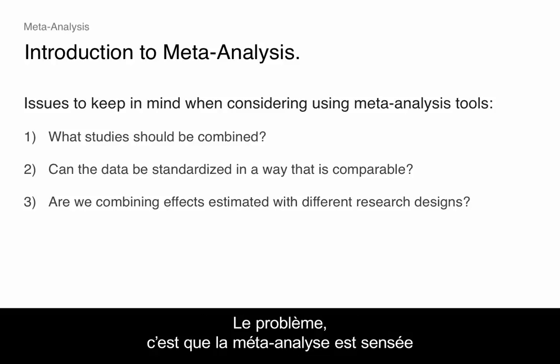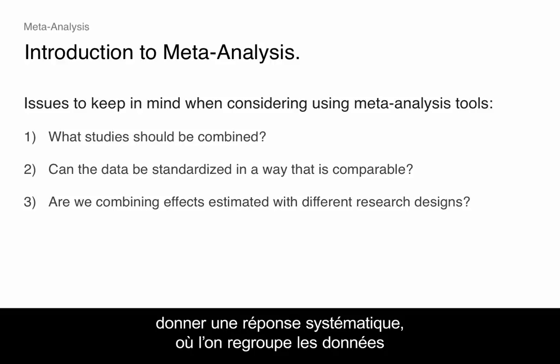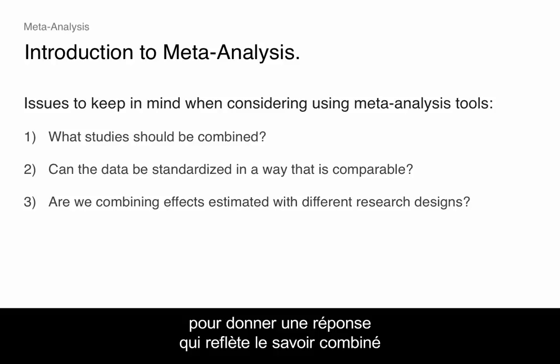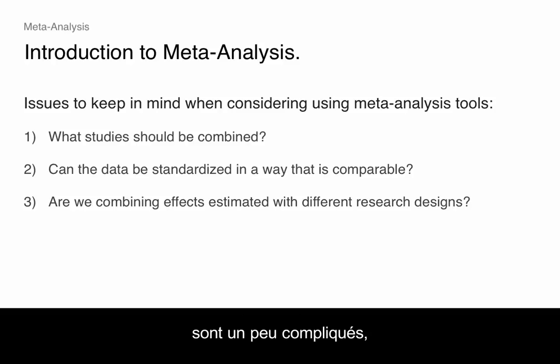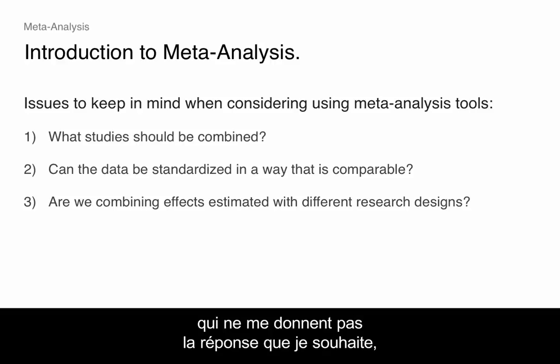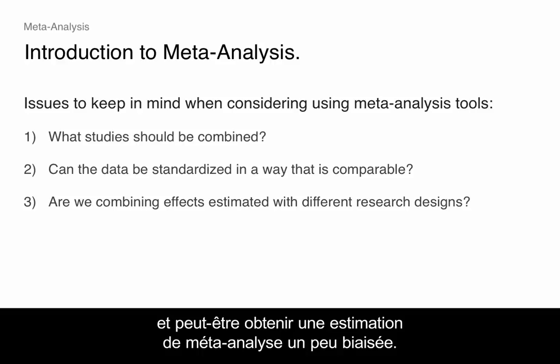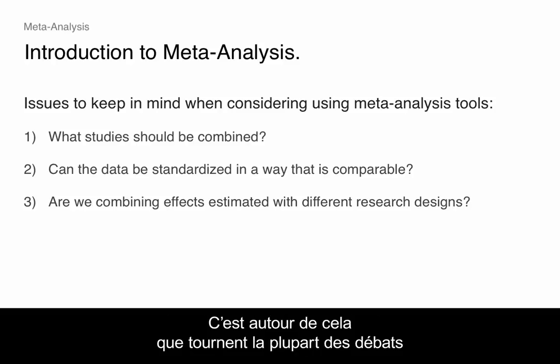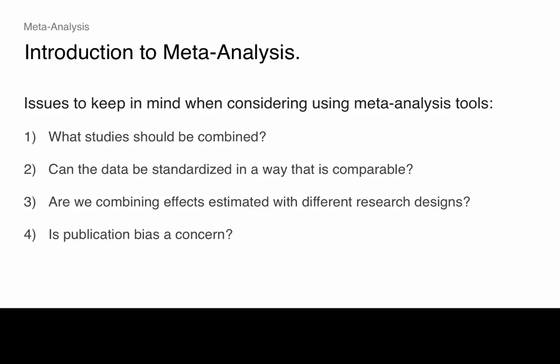The fear is, meta-analysis is supposed to give this systematic answer where you pool the data and give the combined wisdom of many scholars in the field. But if I can be a little bit tricky with the inclusion criteria, I can start weeding out studies I don't like, that don't give the answer that I like, and maybe get a biased meta-analysis estimate. And this is what a lot of the debate in discussions about meta-analysis revolves around.